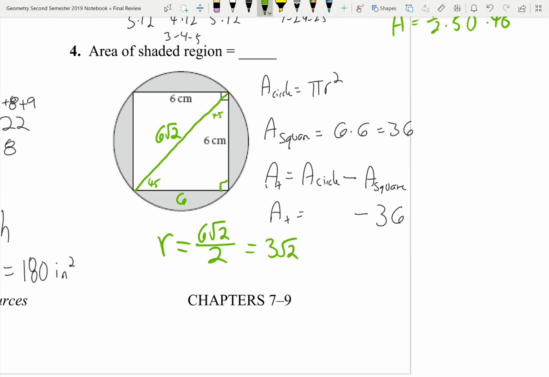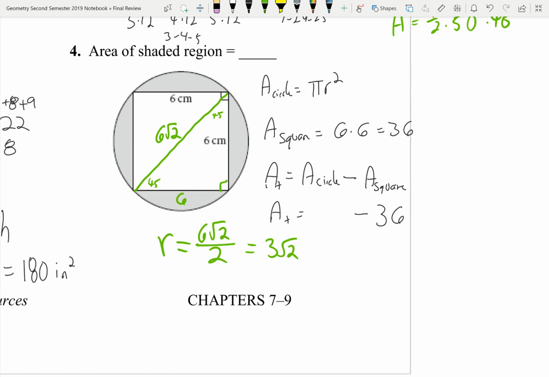But you're maybe wondering, wait, is 3 root 2 the same thing as 6 over root 2? I just said that that was the radius, right? Well, it turns out it is, because if you just multiply it by 1, you get 6 root 2 over root 2 times root 2, which is 2, which is the same thing you have up there. See? So that is a very simple way of doing it.